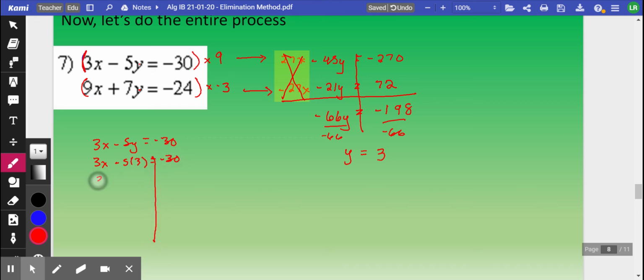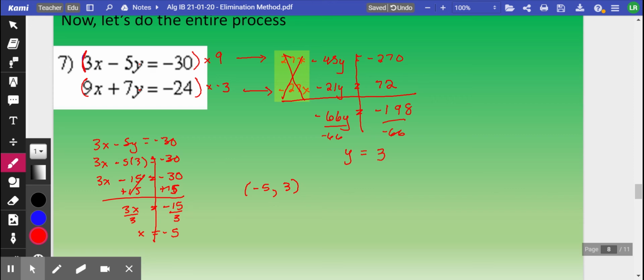This is going to end up giving me an equation to solve. Negative 5 times 3 is negative 15, and I solve this equation. Plus 15 on both sides. I get 3x equals, that is a 15, equals negative 15. Finish him. Divide by 3, and x is negative 5. So I get x is negative 5, y is 3.